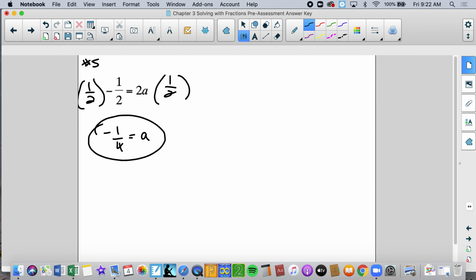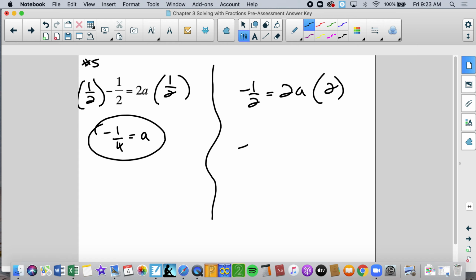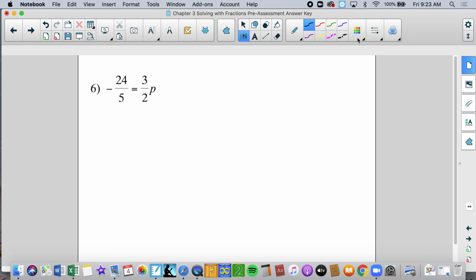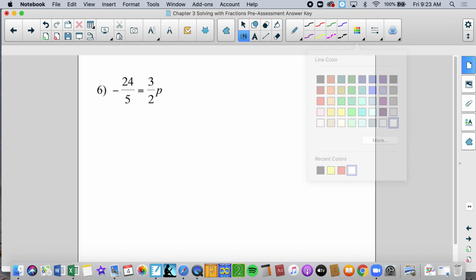That one's a bit of a tricky one. The 2's do not cancel. And if I have that starting problem, and I want to multiply by 2, the common denominator, or at least common multiple is 2. That gives you -1 equals 4a. Divide by 4, divide by 4. -1/4 equals a. Awesome. Let's move that number so we can, whoa.